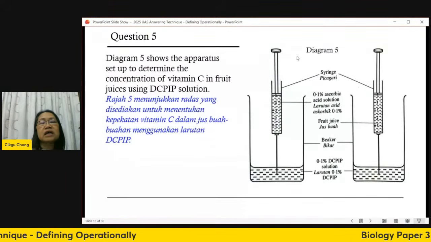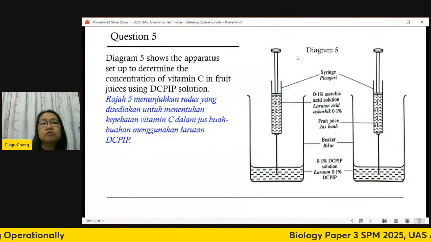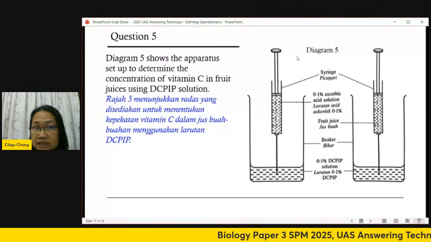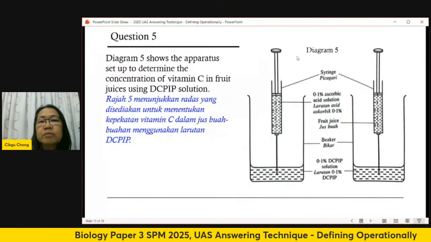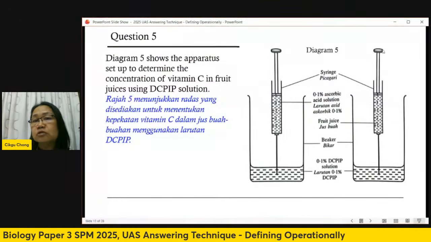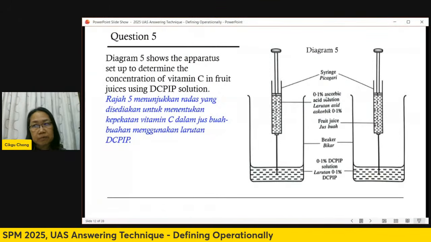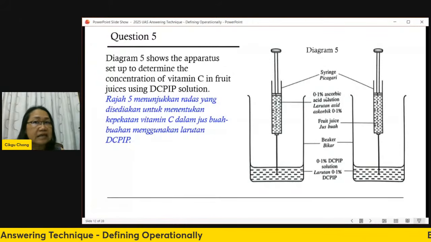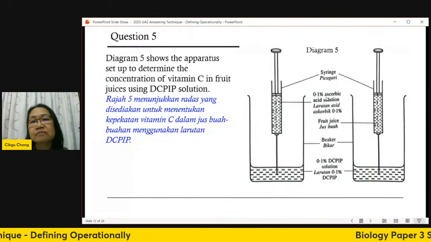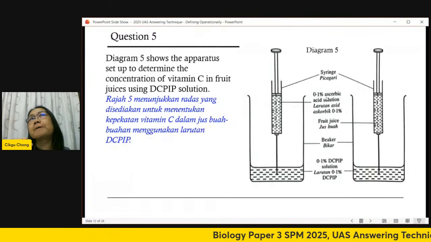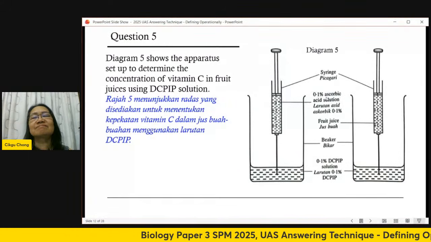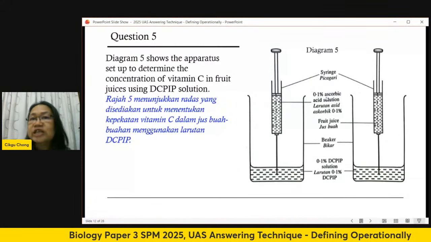Diagram 5 shows the apparatus set up to determine the concentration of vitamin C in fruit juices using DCPIP solution. So you must start with the standard solution first. The standard solution is usually 0.1% ascorbic acid that they prepare for you. Actually, vitamin C is ascorbic acid.